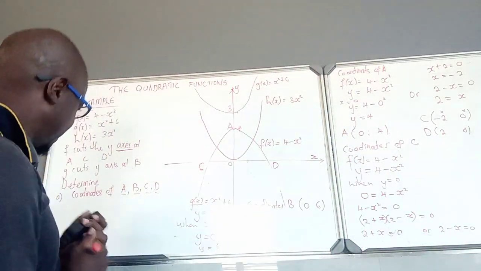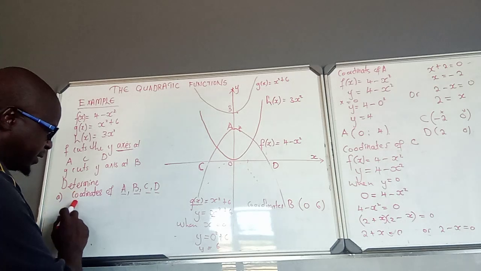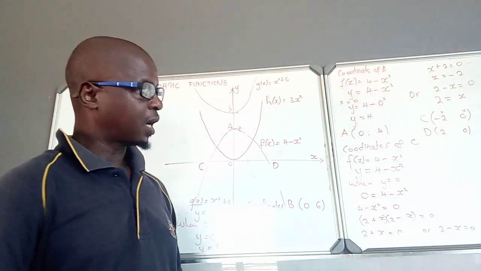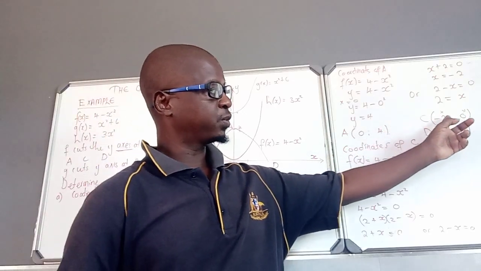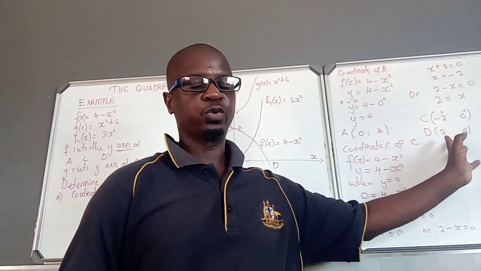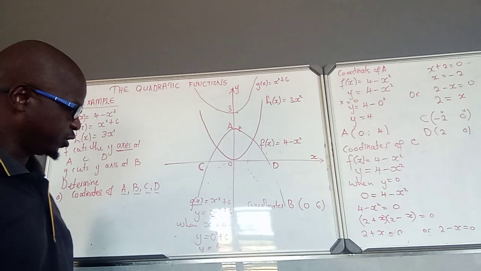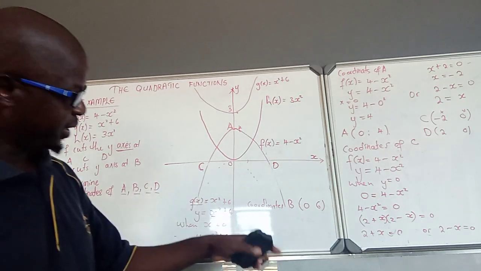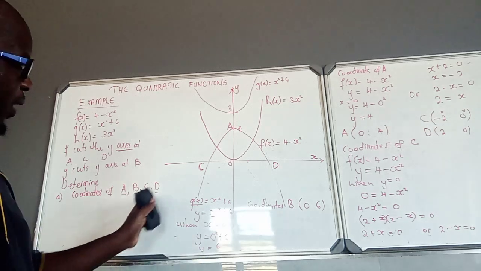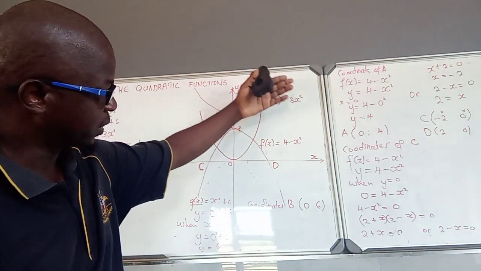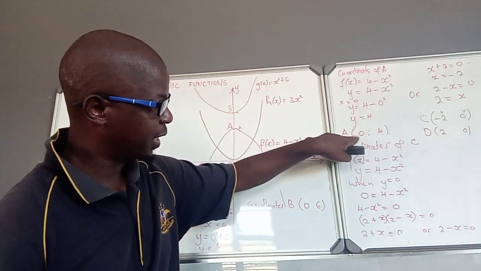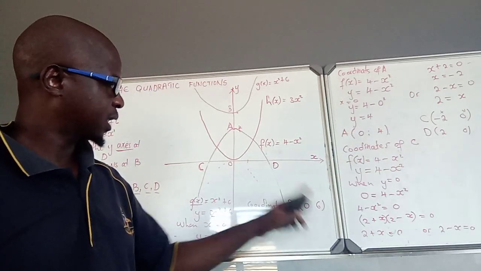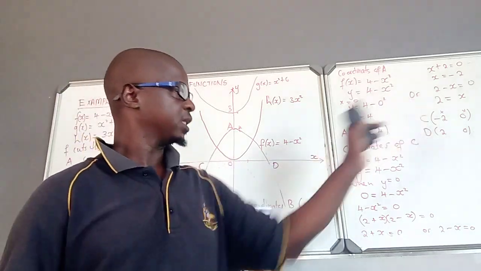So that is it with regards to question 1, which says determine the coordinates of A, B, C, D. In other words, our C is going to be minus 2 and 0, and our D is equal to 2 and 0. So that is it for this video. We have managed to find the coordinates of A, B, C, D. Our A is, I think we have written it here, A is 0 and 4, and our B is 0 and 6. Our C, there's our C and our D.